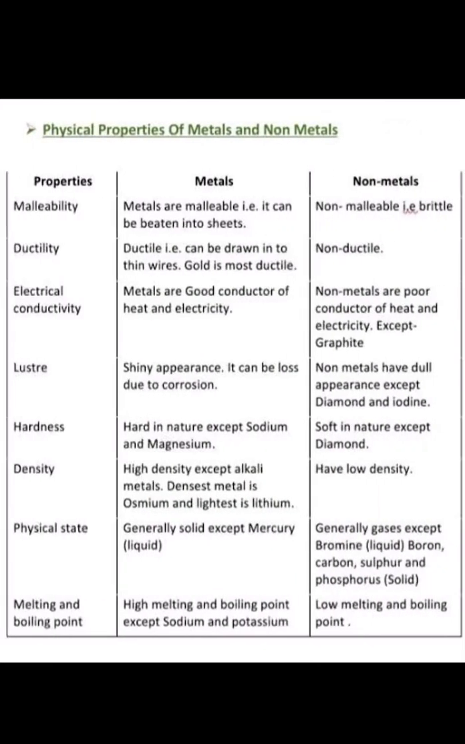The first property is malleability. As you all know, metals are malleable, that is, they can be beaten into sheets, whereas non-metals are brittle, they break very easily. Ductility: metals possess the property of ductility, whereas non-metals are non-ductile, which means they cannot be drawn into thin wires. Next one is conductivity. Metals are good conductors of heat and electricity, whereas non-metals are poor conductors of heat and electricity.